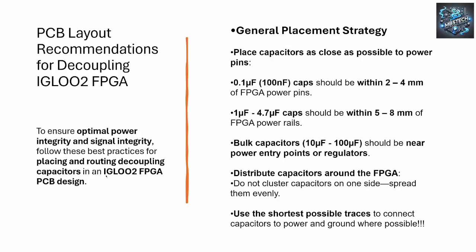PCB layout recommendations for decoupling capacitors on the IGLOO2. Okay, we've done a bit of this already, but I'll just go through the slide. 100 nanofarad caps between 2 and 4 millimeters, 1 microfarad to 4.7s 5 to 8, bulk caps around the periphery. Distribute the capacitors around the FPGA. Do not cluster them up on one side.